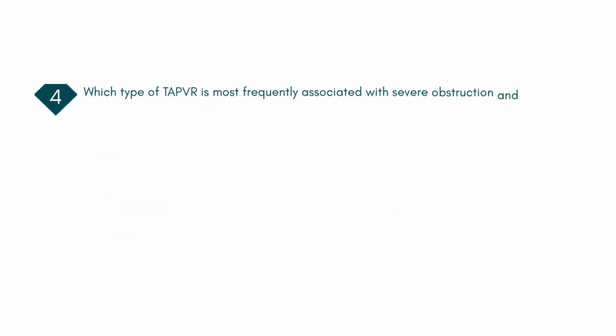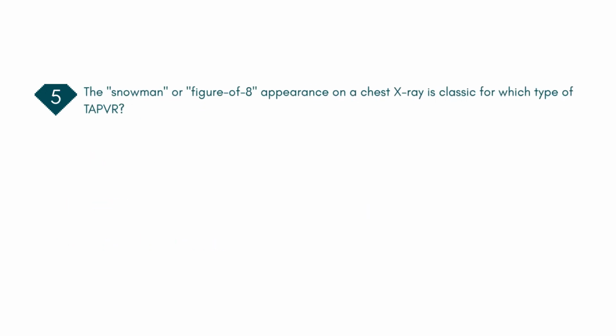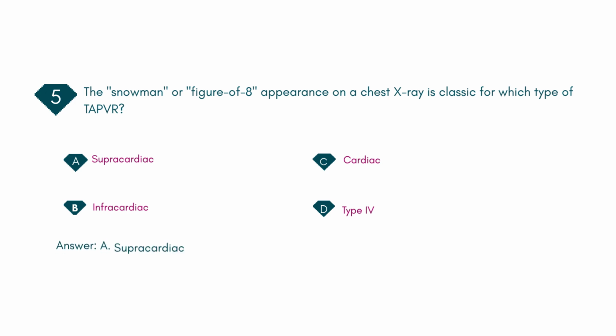Which type of TAPVR is most frequently associated with severe obstruction and early neonatal respiratory distress? A. Supracardiac. B. Cardiac. C. Infracardiac, infradiaphragmatic. D. Mixed. Answer, C. Infracardiac, infradiaphragmatic. The snowman or figure of 8 appearance on a chest X-ray is classic for which type of TAPVR? A. Supracardiac. B. Infracardiac. C. Cardiac. D. Type 4. Answer, A.